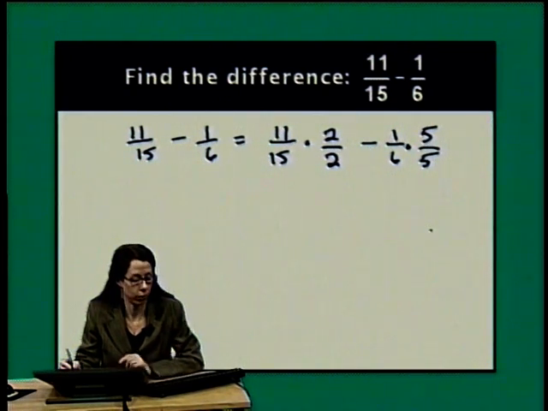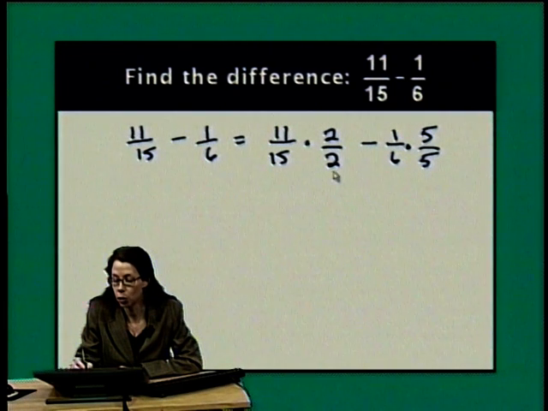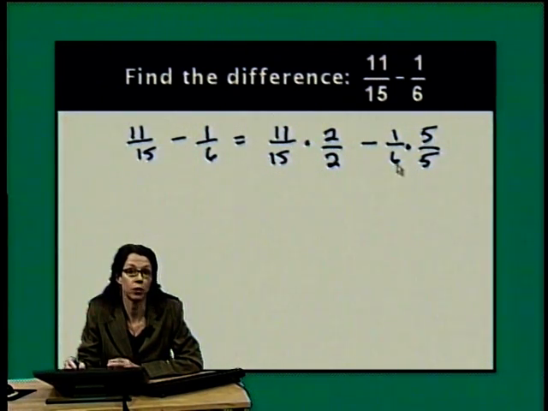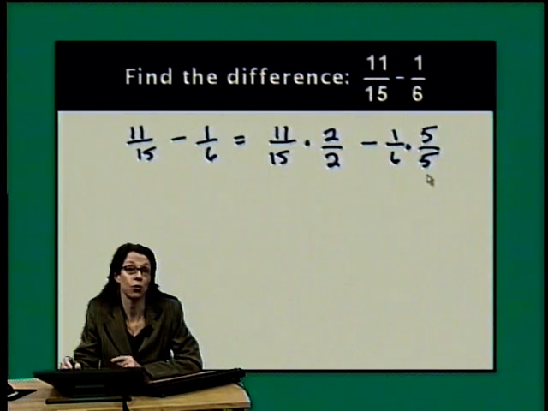Now I also want to point something out here before I do the arithmetic. This 2 was the leftover factor from 6 that we didn't use. Remember, 6 and 15 shared a factor of 3. This 2 was that extra factor of 6. 15 was 3 times 5. This 5 was that extra factor of 15. So we used the 2 and 5 in addition to the 3 that the two denominators shared as a factor.